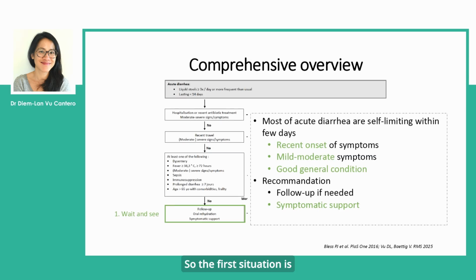So the first situation is the most frequently seen. Most acute diarrhea is self-limiting within a few days, whether the cause is viral or bacterial. So in a patient with a recent onset of symptoms, with mild to moderate symptoms, with a good general condition, you can provide symptomatic support and recommend a follow-up only if needed.